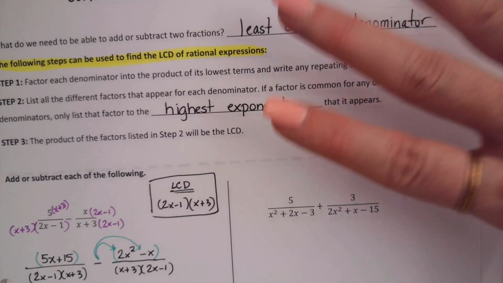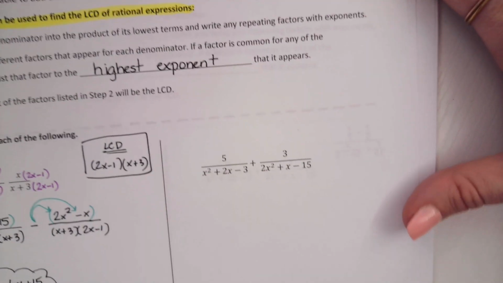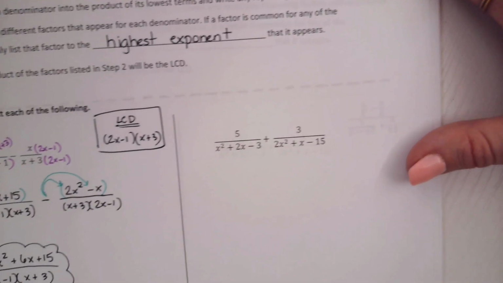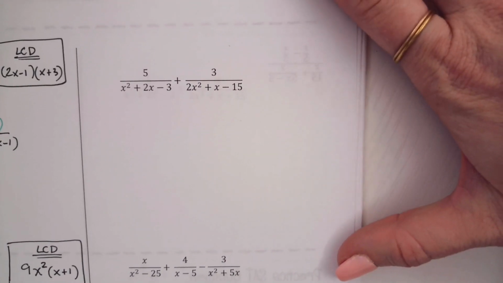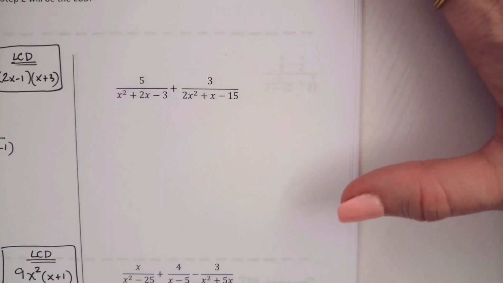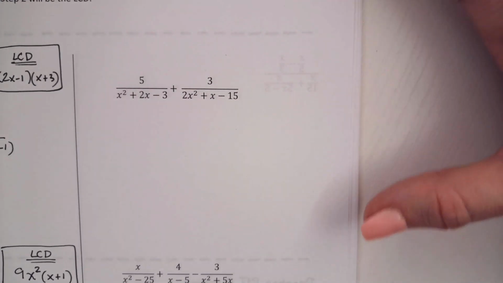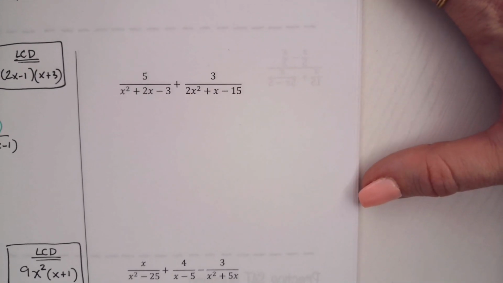Alright, that was the hardest one. If you mastered that one, that was the hardest one. They get easier from there. Alright, we got a 5 over x squared plus 2x minus 3. And we're going to add 3 over 2x squared plus x minus 15.